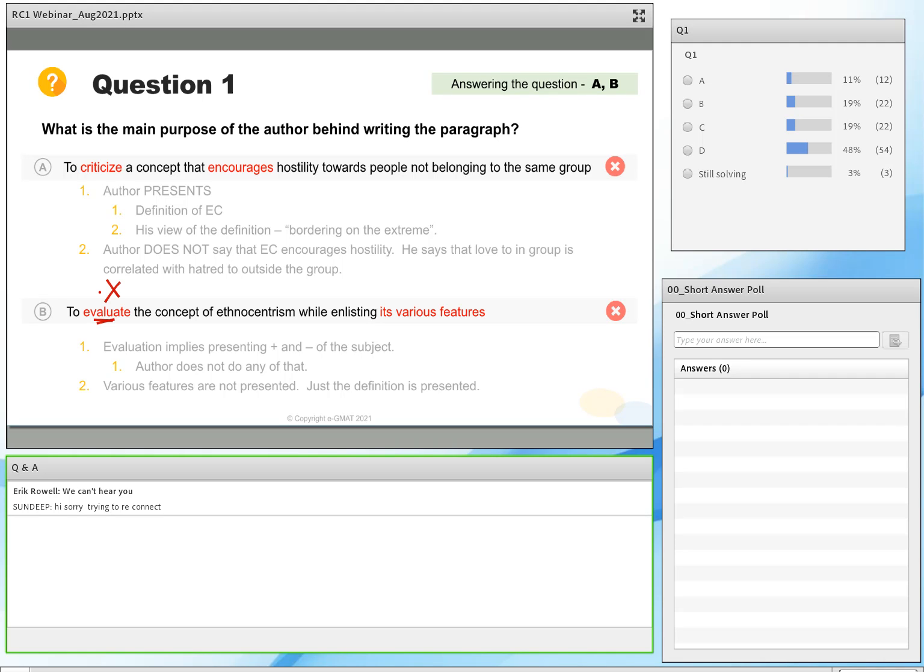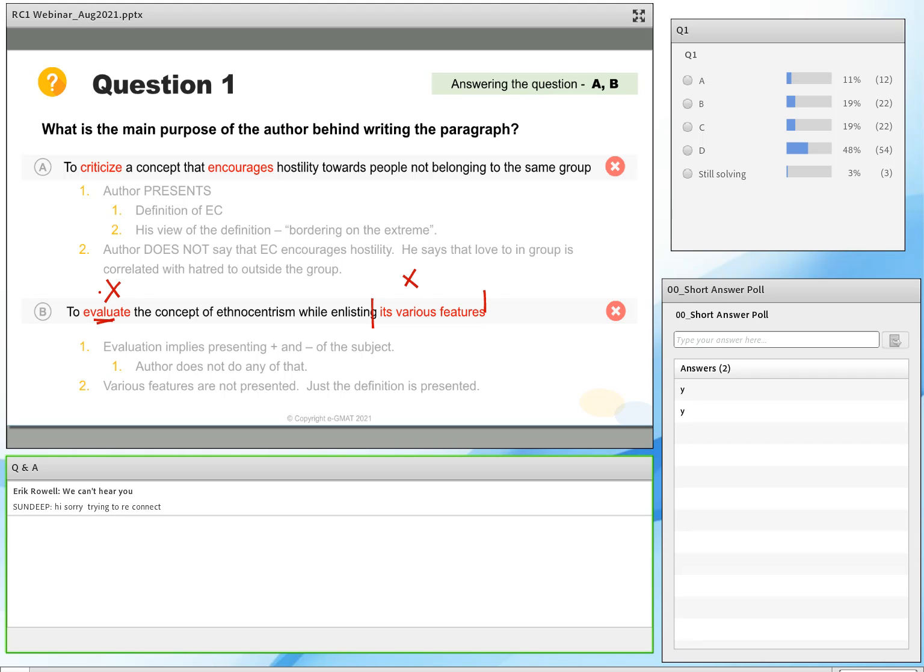The second reason this is wrong is, it's not really talking about the features. All you're given is one particular definition. That also is an exaggerated definition. Definition is not the same as features. The definition of a mobile phone is not the same as features of the mobile phone. What you're given is definition. You're not given any features. So there's a difference there, which is why option B is also wrong. Hope this is clear. For those of you who chose option B, some clarity coming through in this.